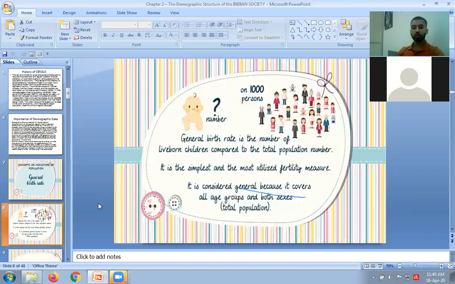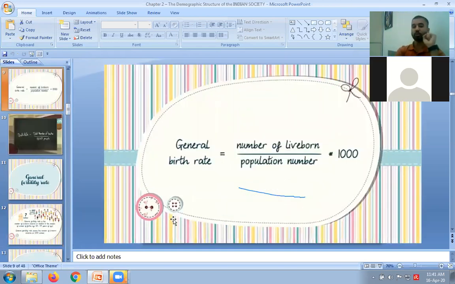So we can understand the crude birth rate right here. As you can see on your screen, the crude birth rate, or simply birth rate, is the number of live born children. Here, live born children are those children that survive after birth. So the crude birth rate is the number of live born children compared to the total population number, right? And how do we calculate this?